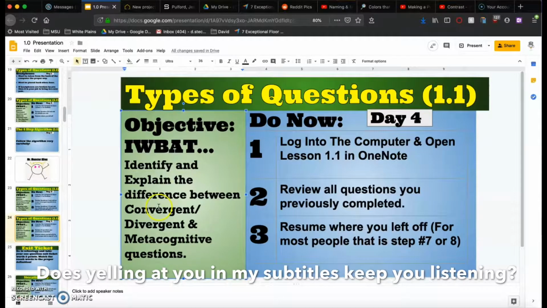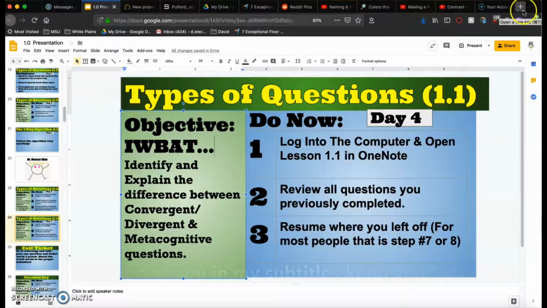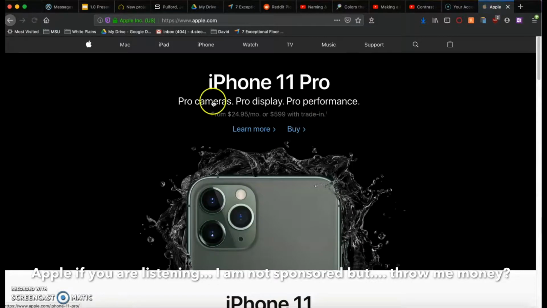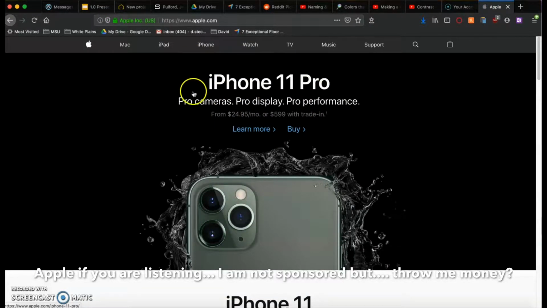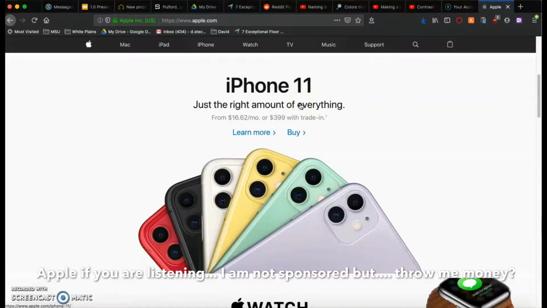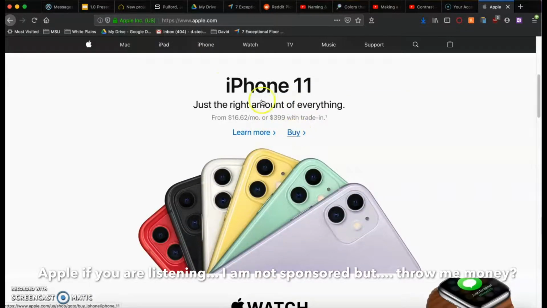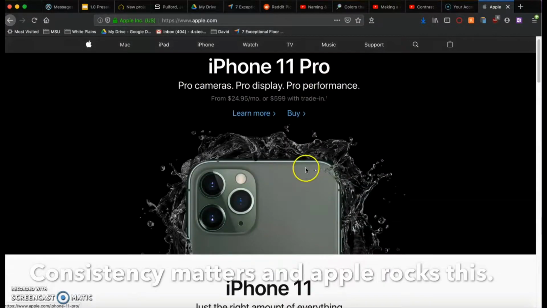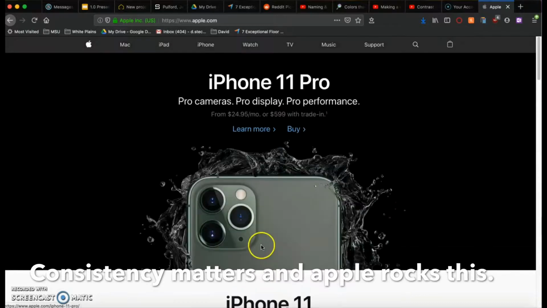This is something that Apple does really well. If we go to apple.com and you start looking through their products, you're going to notice that the iPhone 11 Pro has a certain font, a certain size. It also has Learn More and Buy in blue. If you look at iPhone 11, Learn More, Buy, that's in blue. Look at the font of the iPhone 11. It's a very similar font, different background, but the same font, same size as the other one.